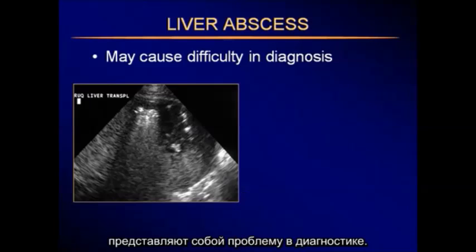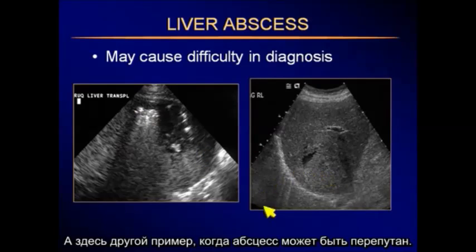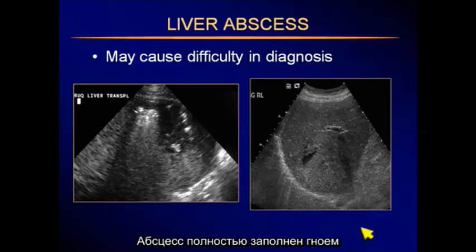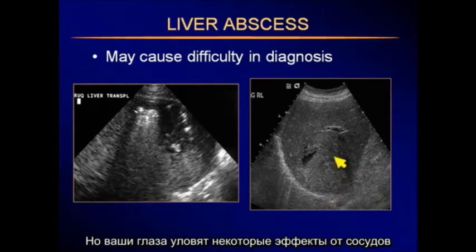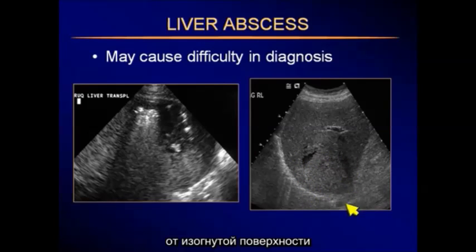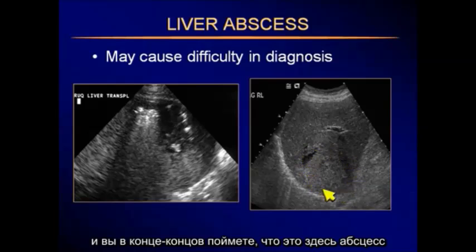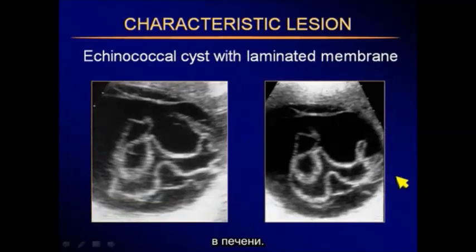Liver abscesses sometimes cause trouble in diagnosis. A liver abscess, when it has fluid and debris, is fairly easy to spot, but when it has bubbles of gas or pockets of gas, that sometimes may shadow out the back wall of the abscess itself and may cause confusion in its appearance. Here's another way that an abscess can confuse us. An abscess completely filled with pus can be echogenic and sometimes look isoechoic with the liver, and it may actually mimic liver and you may not recognize it. But your eye then would catch some effect on a vessel. Perhaps you may catch an edge effect from the curved surface, and you would eventually realize that there is an abscess here within the liver.